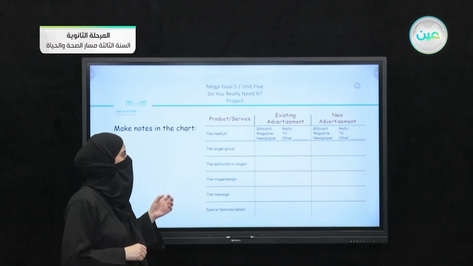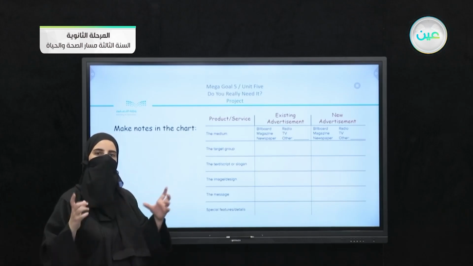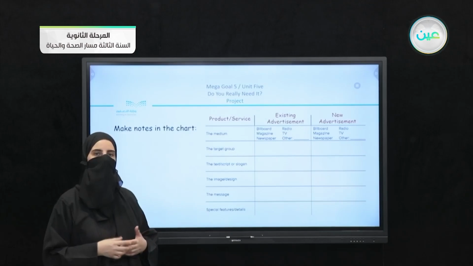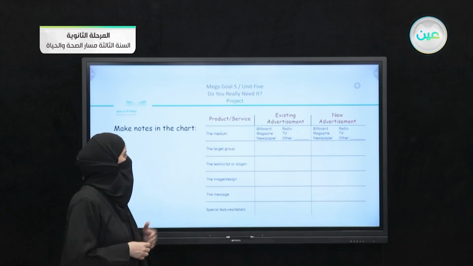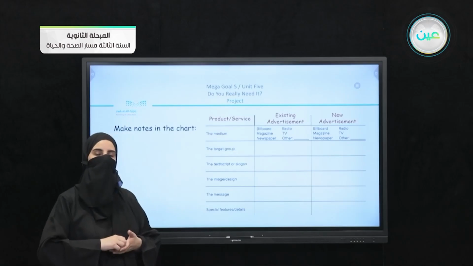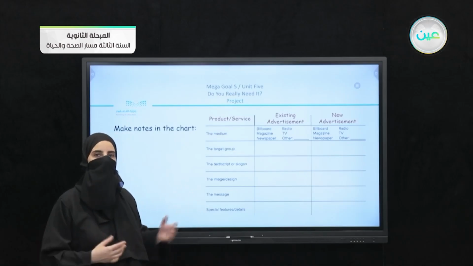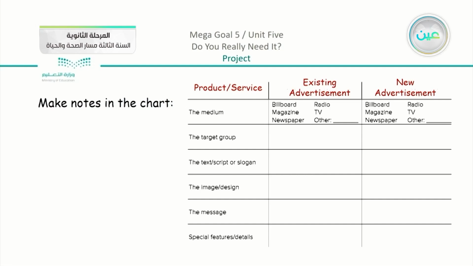The text script or the slogan. So here you're going to see what is the script or what is written in general, what is the message that we have. The image or the design. So it depends on the product. You are going to write also what are the images or the designs that are used. The message in general, what is the aim here? And we have here special features or details if you're going to add.